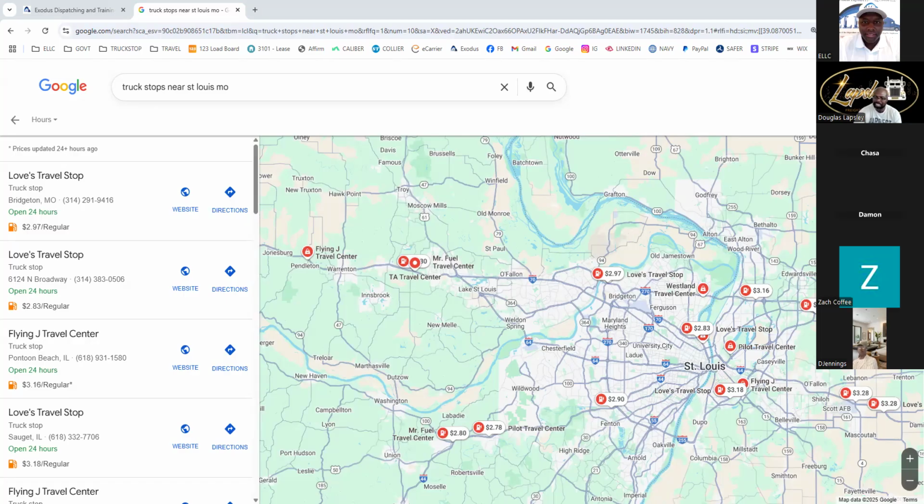What engine have you got, a DD15, or a DD13, or a Detroit engine in there, or an Allison transmission, or whatever, right? So you're showing them that you understand some of the verbiage in trucking, right?